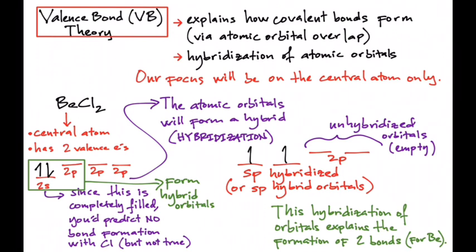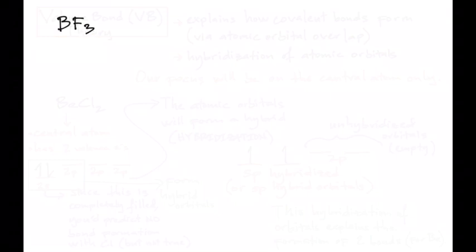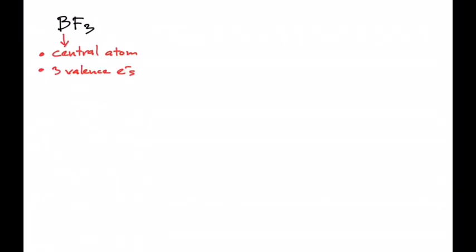So now we can explain that beryllium can form 2 bonds. This hybridization of orbitals explains the formation of 2 bonds for beryllium. Here's another example. We have boron trifluoride, BF3. Boron is going to be the central atom, and boron has 3 valence electrons. When you draw the orbital diagram for these 3 valence electrons, it would look something like this: 2 electrons in the 2s and 1 electron in one of the 2p orbitals.